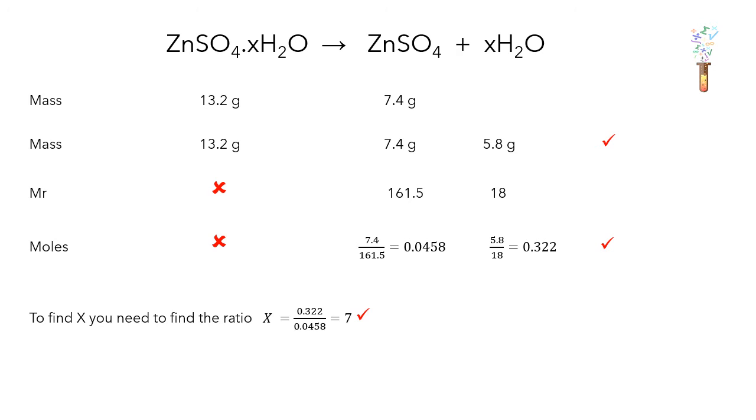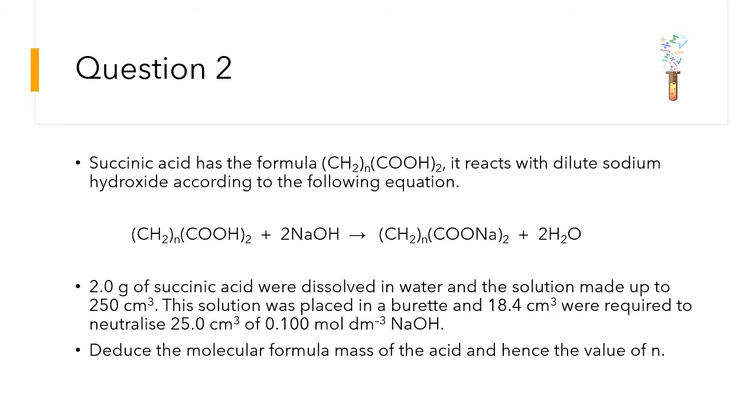So that's question 1. Let's have a look at question 2. What we've got is succinic acid, and we've got this formula with an unknown number of CH2s in there, this N. What we do know from the question is that it reacts with sodium hydroxide in a 1:2 ratio. So what information have we got? We've got 2 grams of succinic acid that were dissolved in water, so we're making a standard solution placed in a flask made up to 250. That will be in our volumetric flask.